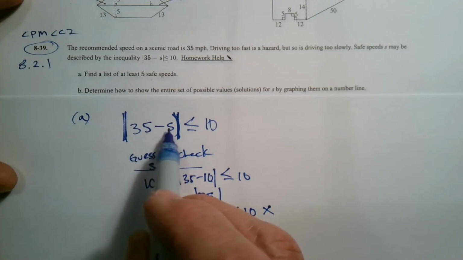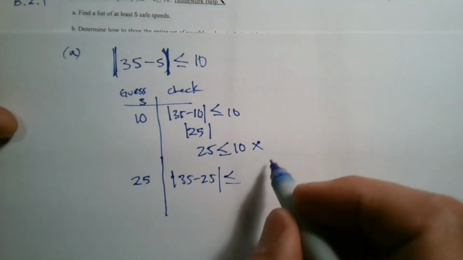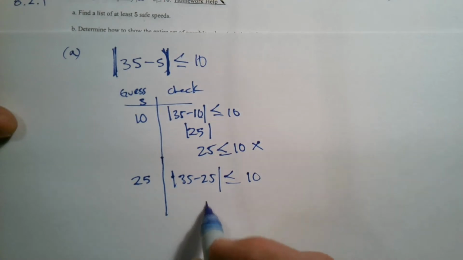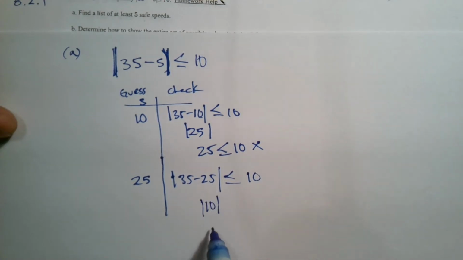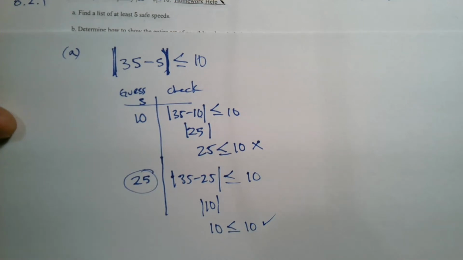How about 25? If I choose 25, I can see the absolute value of 35 minus 25, is that less than or equal to 10? That's how we're checking this. So 35 minus 25 is 10, and the absolute value of 10 is positive 10. So is positive 10 less than or equal to 10? It sure is. That one checks out. So 25 would work.